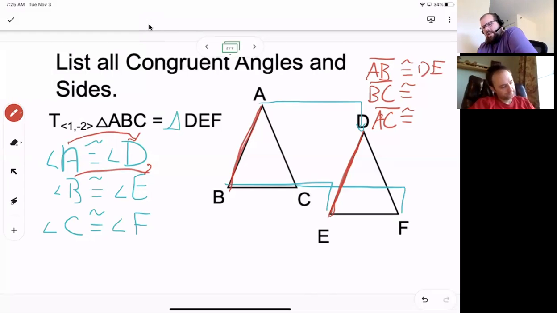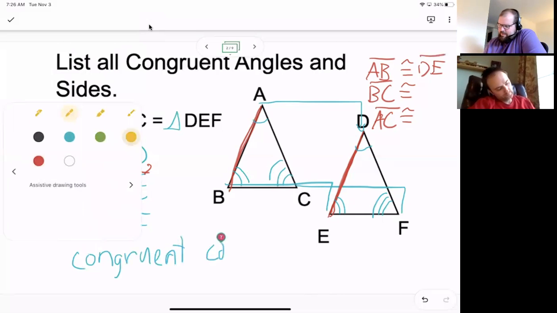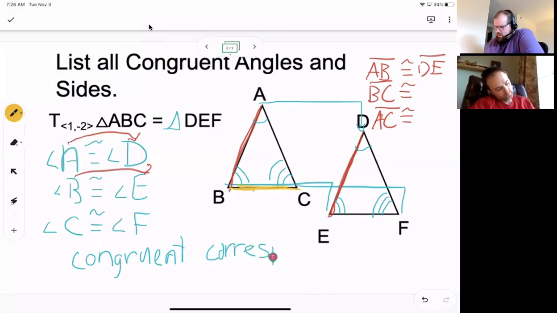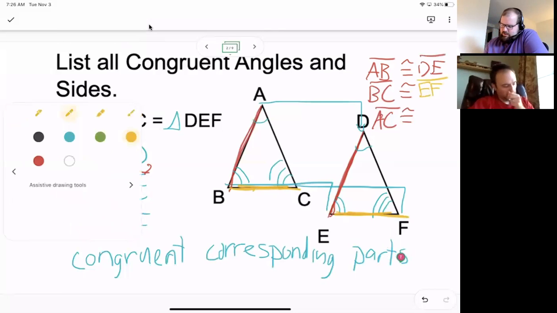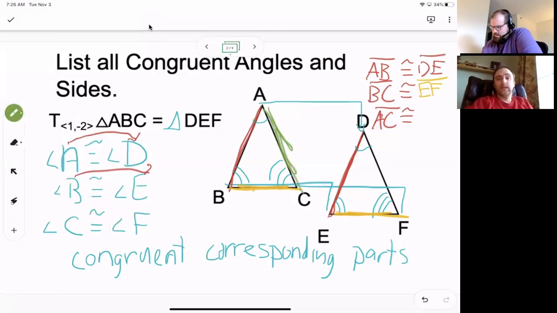When we're talking about parallel lines and transversals, we talked about corresponding angles having the same position. And here, these would be corresponding sides because if they are set in the same orientation, AB and DE would have the same position as well. So that means that BC would go with EF, and AC would go with DF.